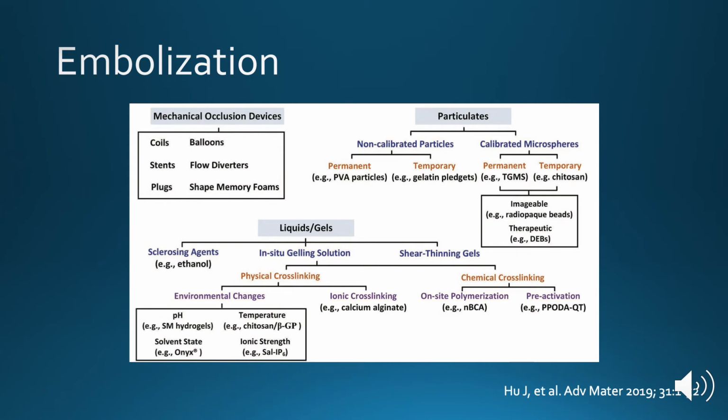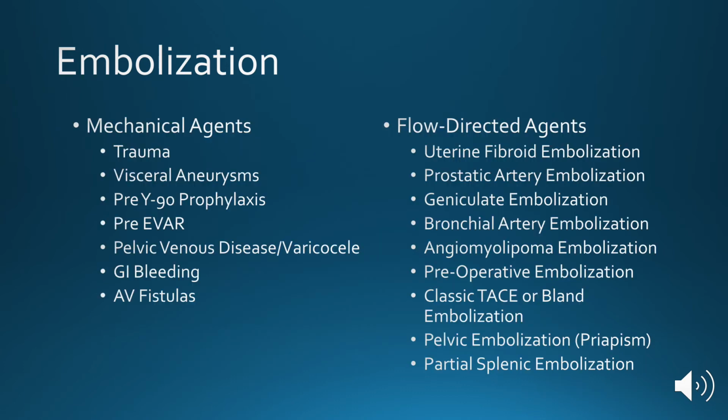I like the way I just mentioned, mechanical agents versus flow-directed agents, and this was further clarified by WHO in 2019 when this chart was developed, and I think by color-coding this, you can see that you can divide these agents into the green mechanical agents or the more pink flow-directed agents, which include particulates and liquids and gels. And once you have this classification scheme down, you can then realize that some agents are better for certain indications than others. So if you look at that list I presented earlier, all the indications on the left side would be more effectively treated by mechanical agents, and the ones on the right can be treated with flow-directed agents.